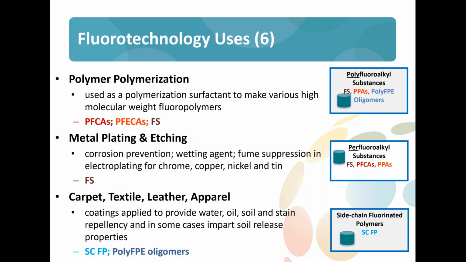And then lastly, we did talk about polymerization aids. And again, these are used as polymerization surfactants to make various high molecular weight fluoropolymers. And that can be the acids, the PFCAs, like PFOA, either carboxylates, like the four that we talked about and Bob highlighted earlier, and just general fluorosurfactants that have been used over the years.